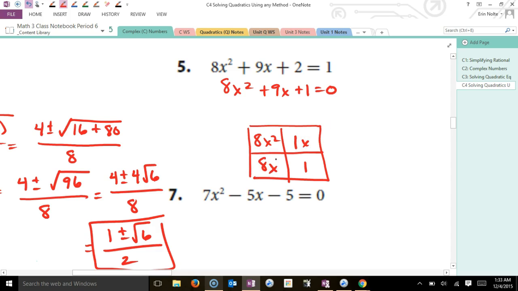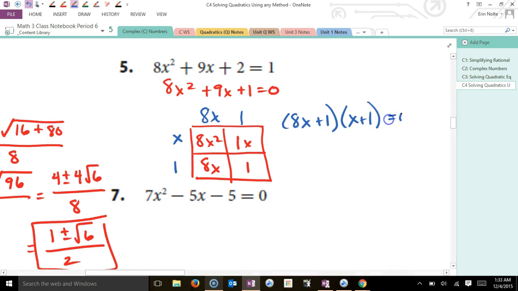Okay, what's the greatest common factor on that top row? X. Bottom row, 1. First vertical, 8x. Second vertical, 1. So this factors to 8x plus 1 and x plus 1, set equal to 0. So am I done?